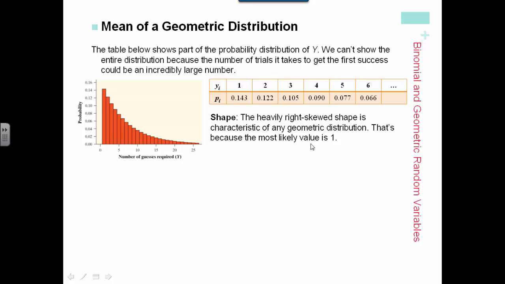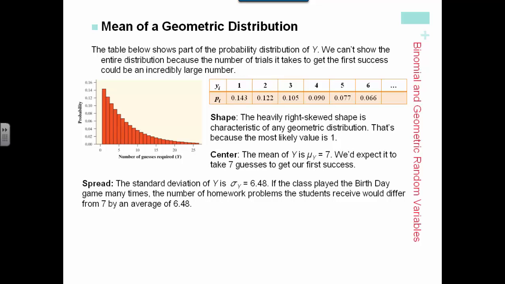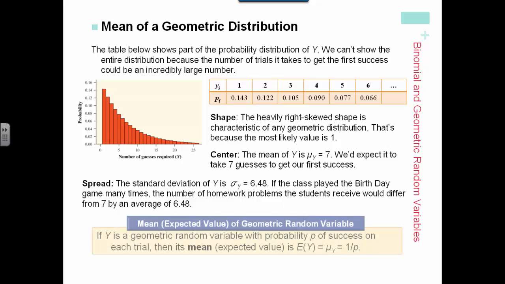We have a heavily skewed shape, characteristic of any geometric distribution. That's because the most likely value is 1. The center, the mean of this would be 7. Spread, standard deviation, 6.48. If y is a geometric random variable with probability of success p on each trial, the mean or expected value is 1 over p.